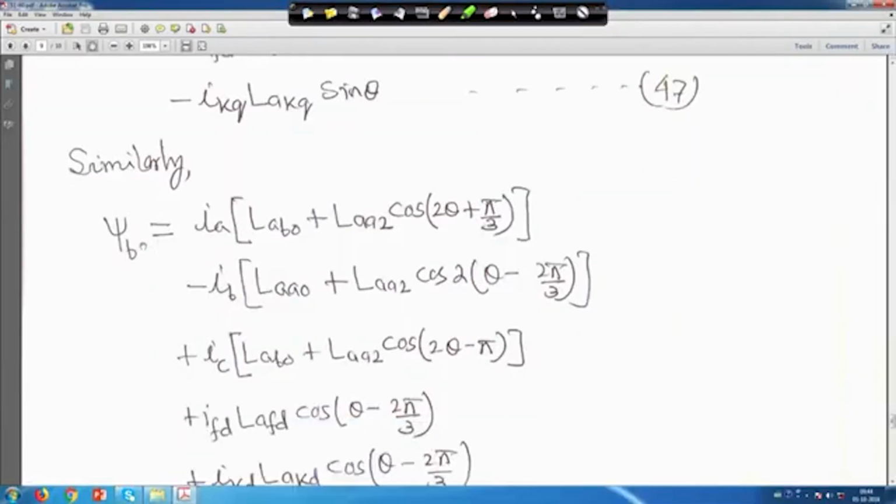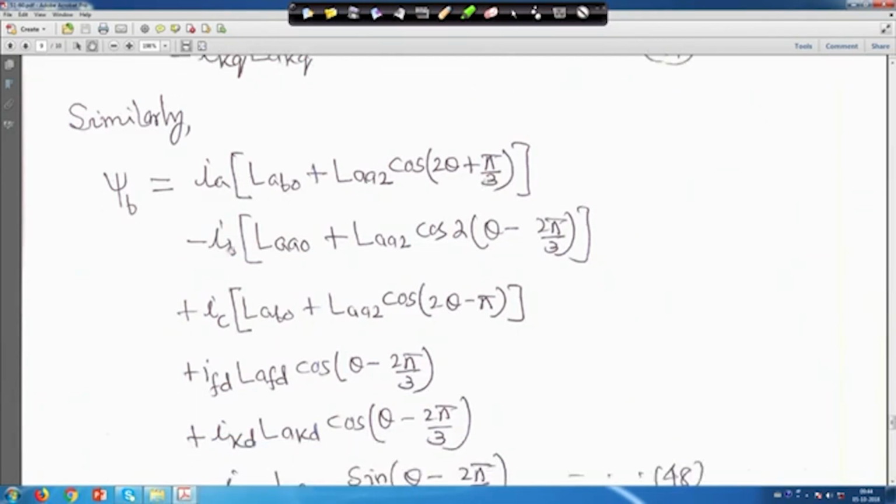Okay. So, we are back again. Similarly, you can now write the flux linkages of phase B and phase C. For phase B, psi B is equal to IA into LAB0 plus LAA2 cos 2 theta plus pi by 3. This we have all seen, just put it in now. Then minus IB into LAA0 plus LAA2 cos 2 into theta minus 2 pi by 3.